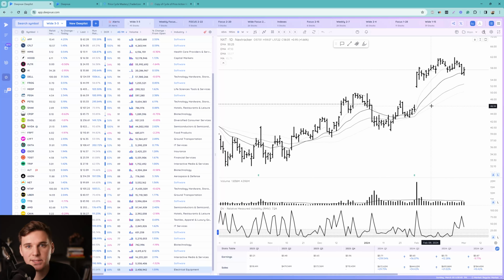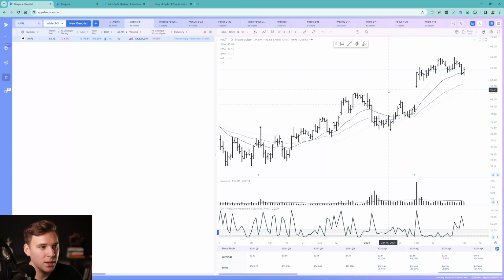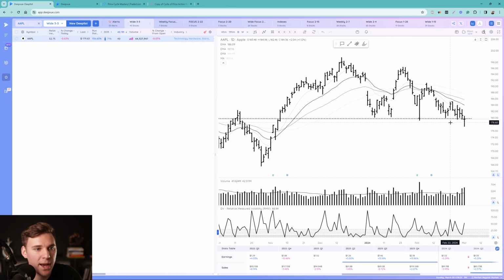All right, deep breath. We went through about 50 stocks there. Let's also take a quick look at Apple, just because these have a big impact on the overall market.